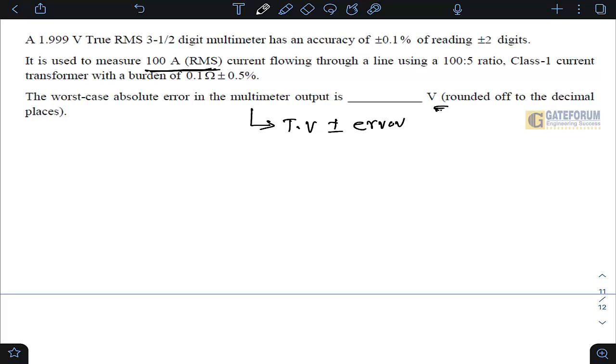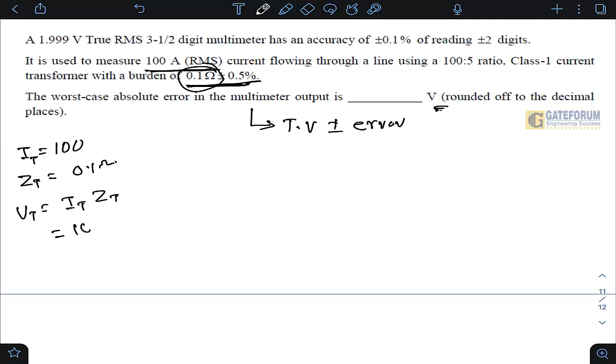So I is given to me, which is 100, that is I true. Similarly, the Z value is also given, so this one is Z true. For Z true, you have to take the 0.1 ohm; the error part is separate. So this is your I true, and similarly Z true is 0.1 ohm. Then what is V true? V true is I true into Z true, so this is 100 into 0.1, which comes as 10 volts. So the true value that it will measure is 10 volts plus or minus error.